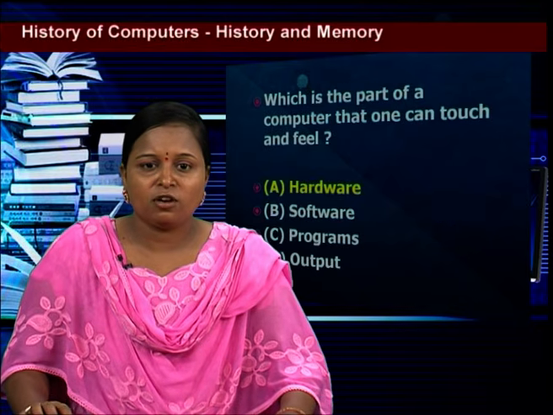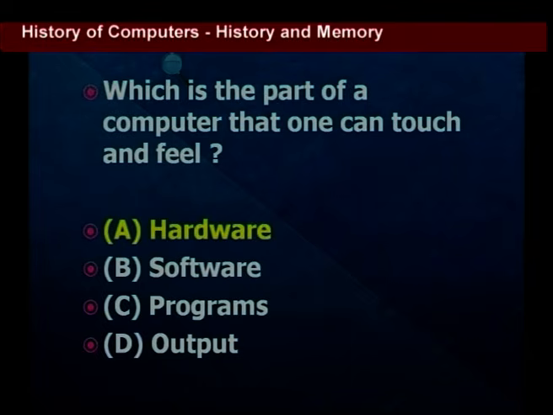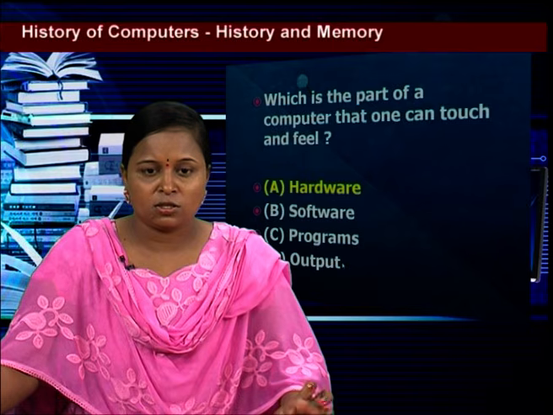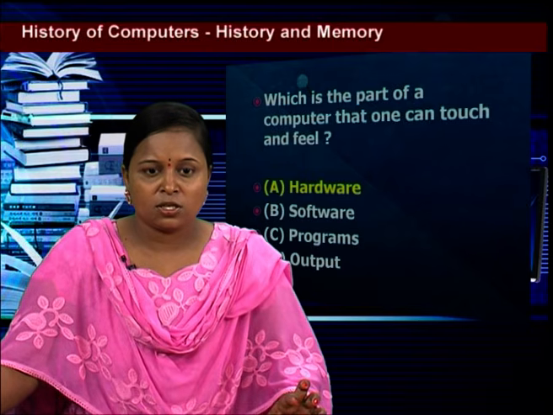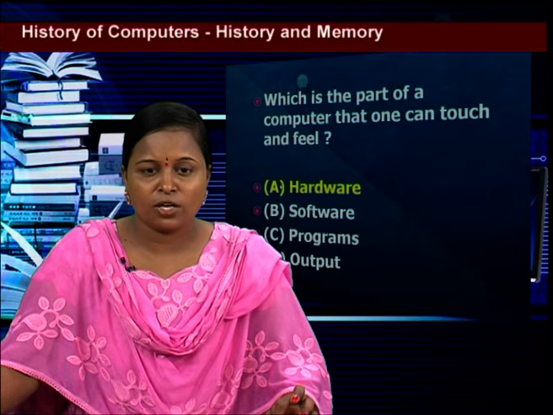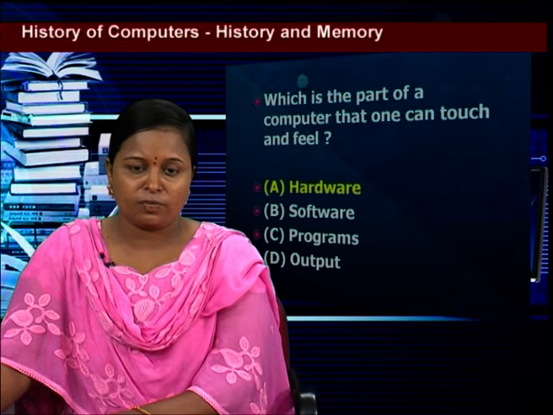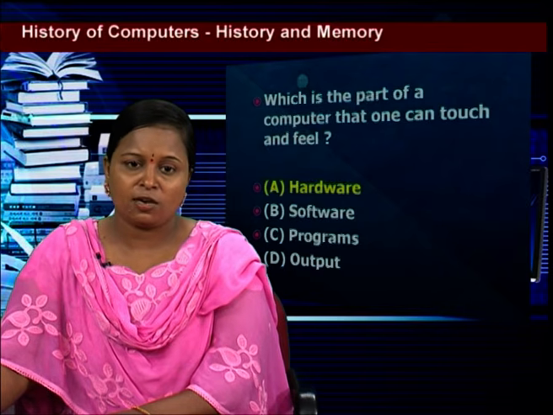Which is the part of a computer that one can touch and feel? The options are hardware, software, programs, output. Software is not touchable, programs also cannot be touched, and output also cannot be touched. The correct answer is hardware. Hardware is the physical components of a system, which we can touch and feel.